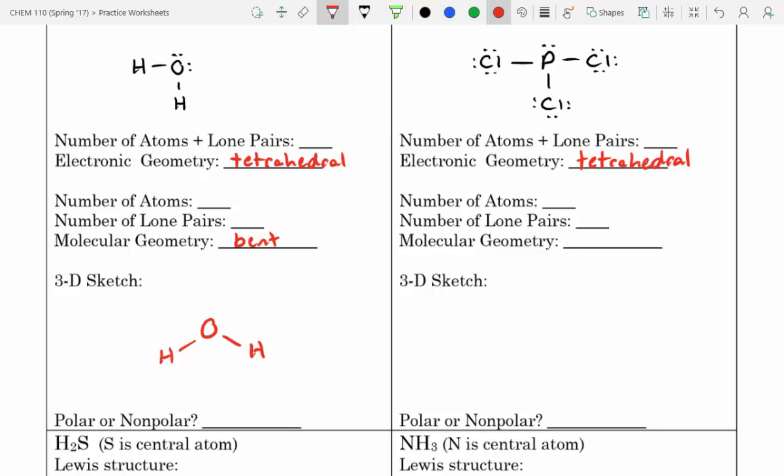All right, what would the molecular geometry be? It's trigonal something. Is it trigonal planar or trigonal pyramidal? Yeah, trigonal pyramidal. The way I remember is it looks like a little pyramid, right? If it's planar, it's got to be flat. Okay?